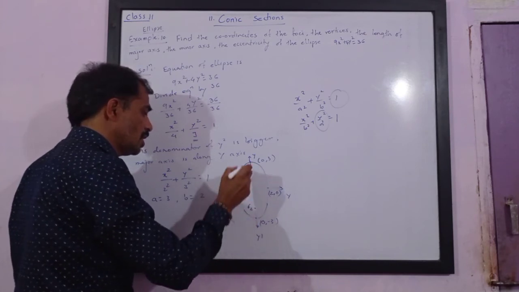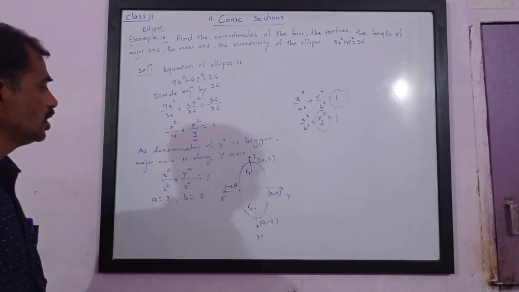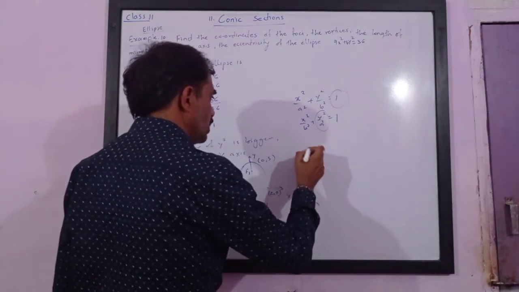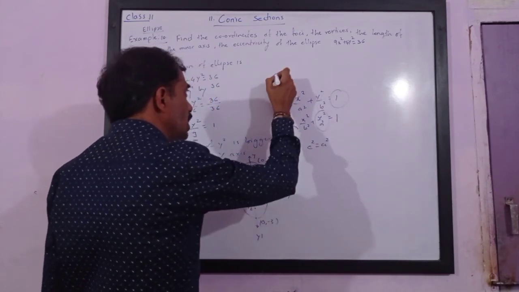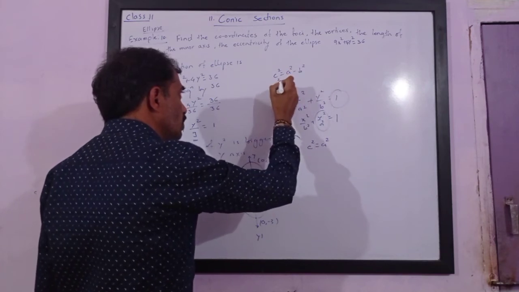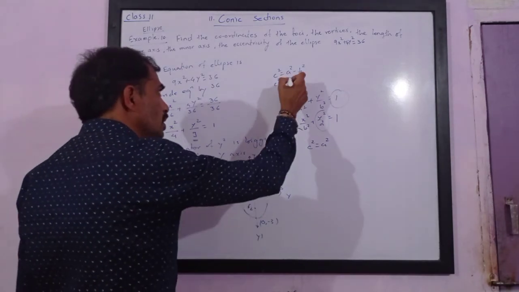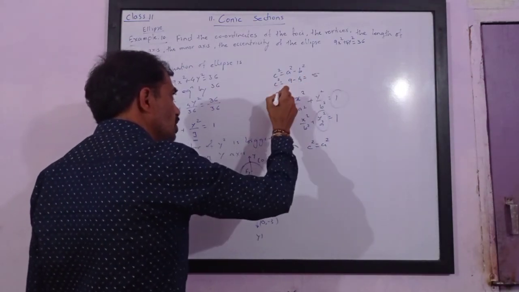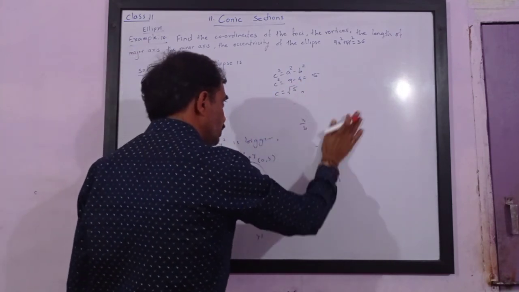Hence, to find the coordinates of the focus, c square is equal to a square minus b square. Therefore c square is equal to, a is 3, so 9 minus 4, that is equal to 5. So c is equal to root of 5.